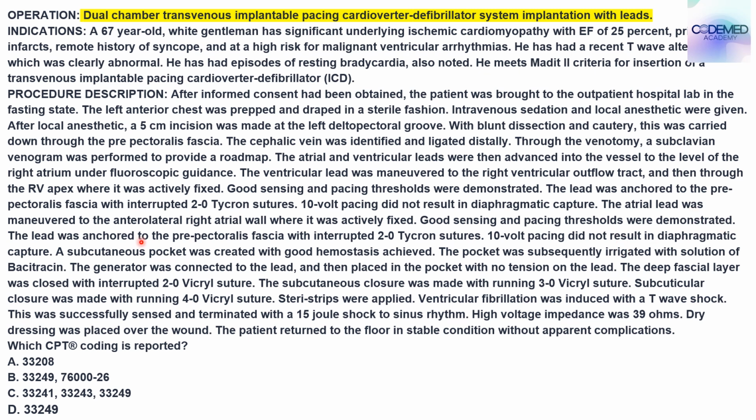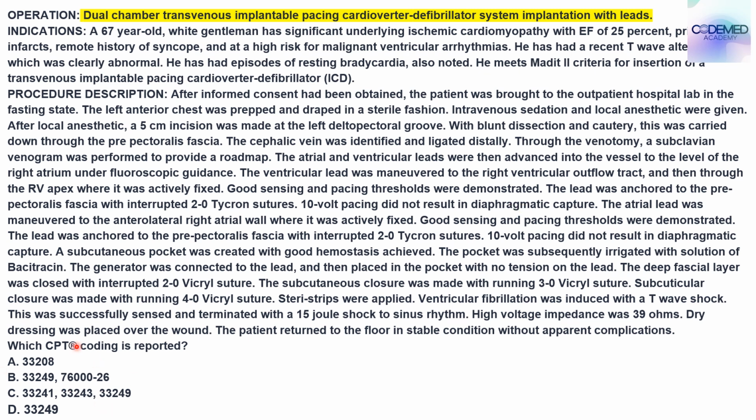The lead was anchored to the prepectoralis fascia with an interrupted 2-0 Tycron suture. 10-volt pacing did not result in diaphragmatic capture. The atrial lead was then maneuvered to the anterolateral right atrial wall where it was actively fixed. Good sensing and pacing threshold were demonstrated. Now the lead was anchored to the prepectoralis fascia. All these things you will have to read and gather the important information. So we have the important information: it is a defibrillator, dual chamber, placed for the first time.